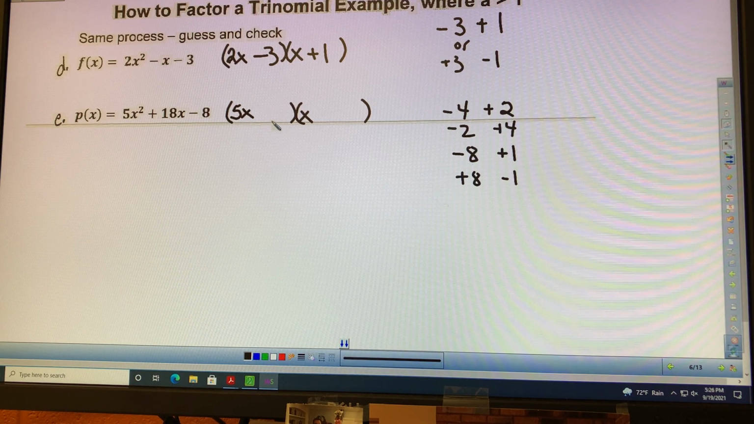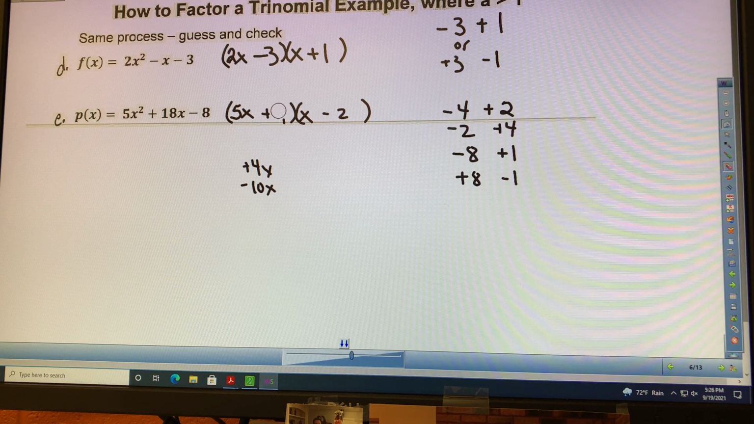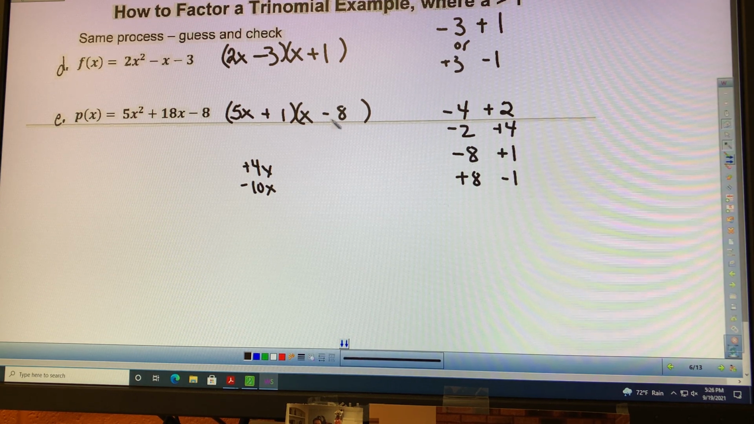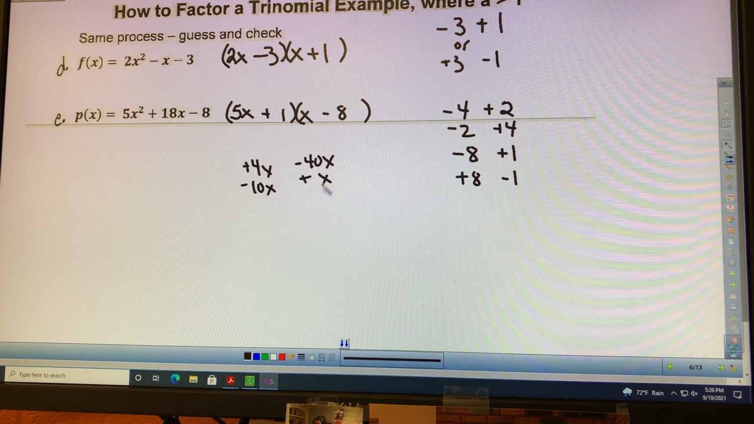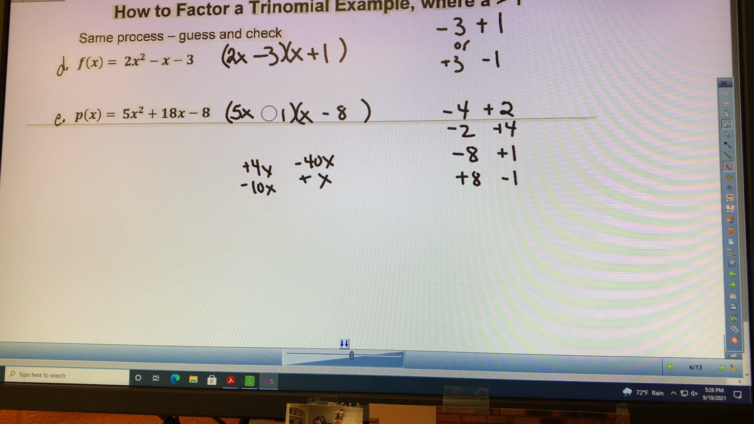But I want to add to 18. So, if I'm thinking that this is 4, and this is negative 2, that's going to give me plus 4x minus 10x. So that won't work. What if I say, I don't know, negative 8, positive 1? What does that give me? Negative 40x and plus x. Nope, that won't work.